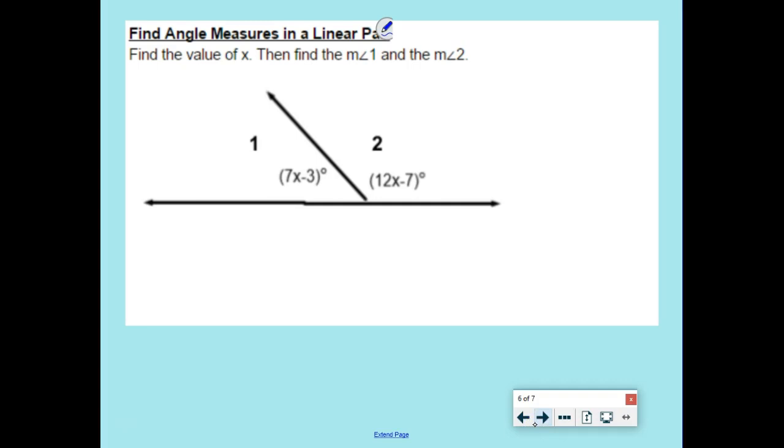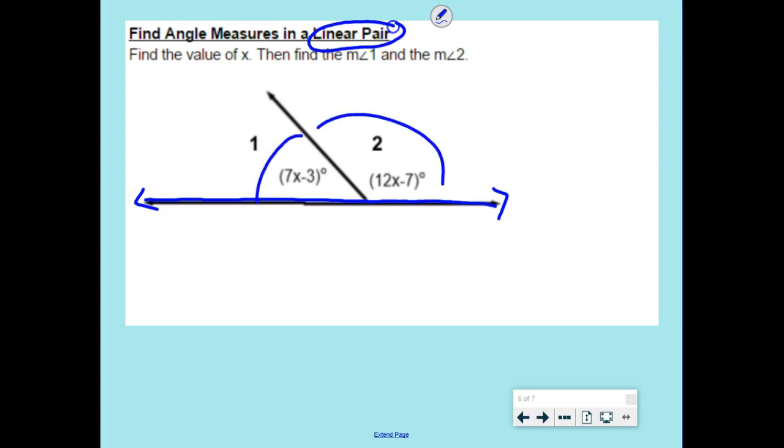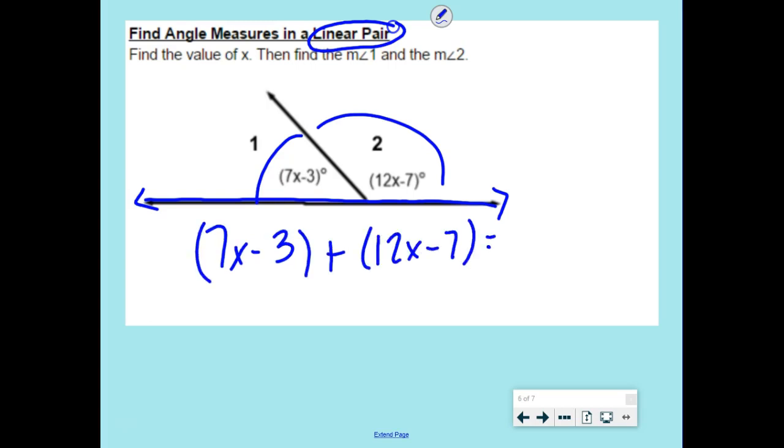Find the value of x, then find the measure of angle 1 and the measure of angle 2. This is a linear pair. It's a straight line, two angles that make up a straight line. So we know about a linear pair that they sum to 180. So angle 1 and angle 2 sum to 180. So 7x minus 3 plus 12x minus 7 equals 180.